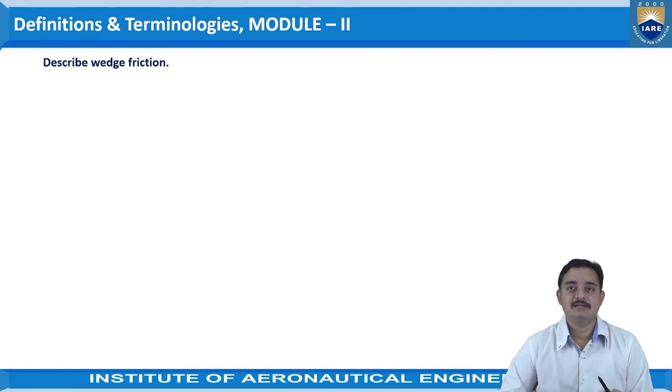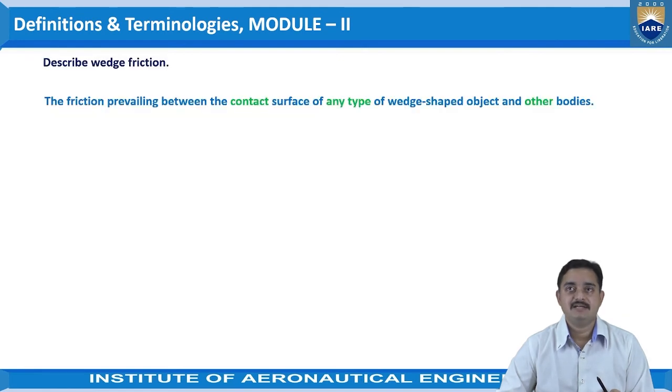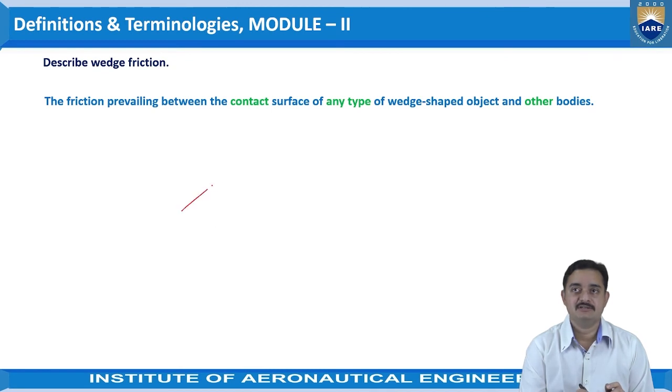Next one is, describe wedge friction. We have seen that the wedge is nothing but a triangular shape, a wedge shaped object, having a cross section of a triangle or trapezium. So the definition says the friction prevailing between the contact surface of any type of wedge shaped object and other bodies is the wedge friction. So we can see here the wedge, this would be called the wedge. The shape is called the wedge shape.